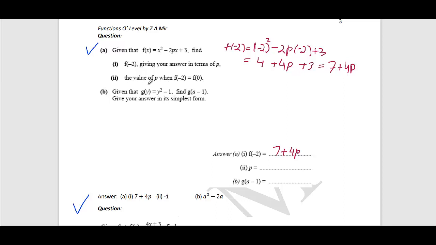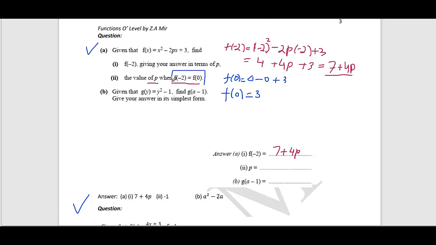In the next part, we have to find the value of p given this condition: f of minus 2 is equal to f of 0. We have already found f of minus 2, that is 7 plus 4p. Now we have to find f of 0. So we plug in 0 for x. When we put 0 here, this will become 0, and putting 0 in this x, it will also become 0. And then plus 3. Therefore f of 0 is 3.